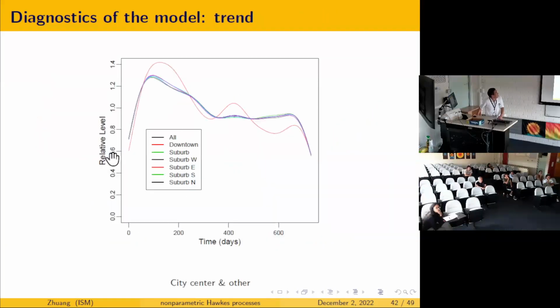And this is also the trend effect for different regions. For the suburbs in the west, east, south, and north, they are almost the same. But in the downtown area, there is something at the end of the year, and some changes. I'm not sure whether this is maybe some influence of the control of the police force.